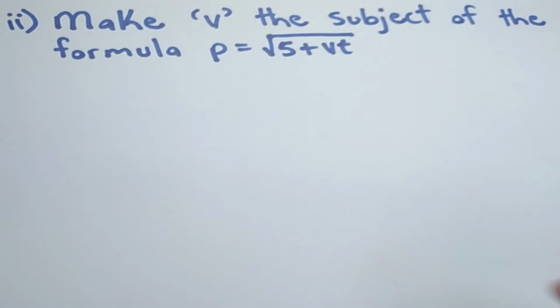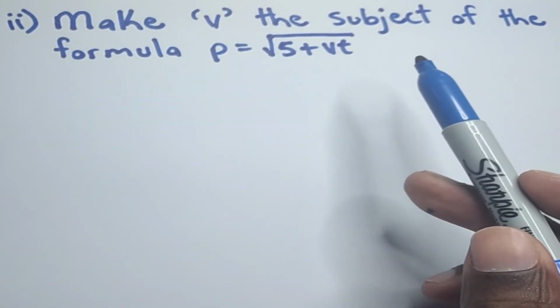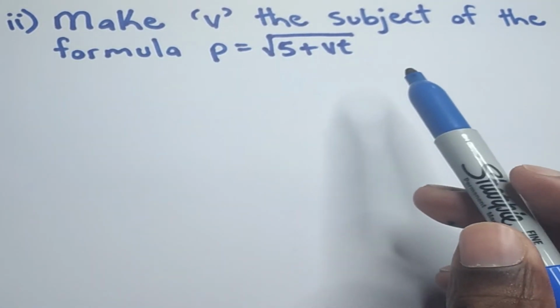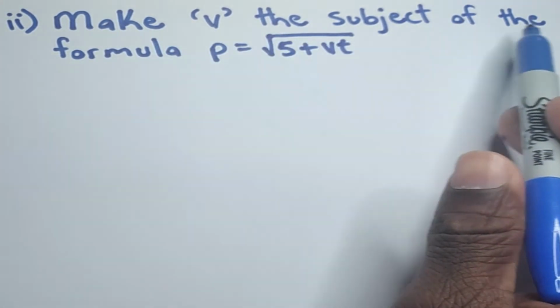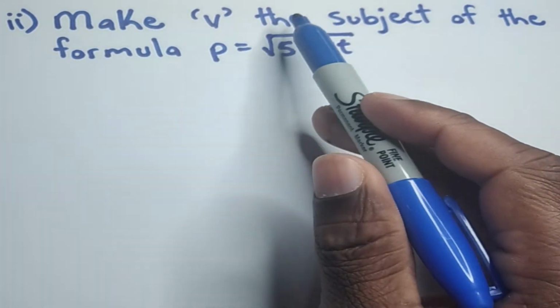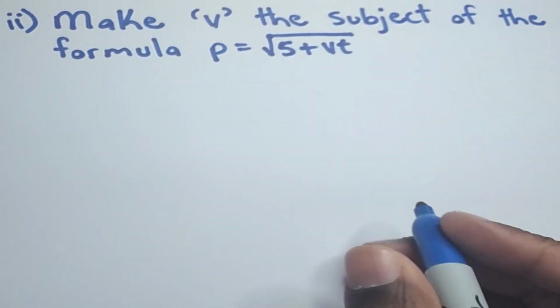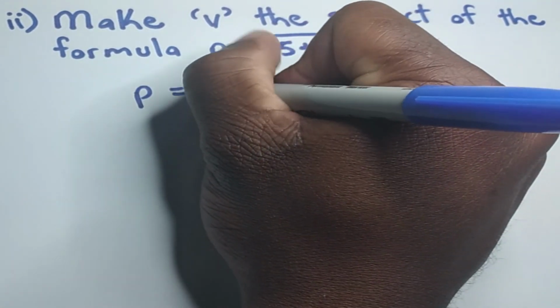Alright, so here we have part 2 of the question that was given on the January 2021 paper and the final question that we'll be looking at in this video. Alright, so in this question they ask us to make v the subject of the formula p is equal to the square root of 5 plus vt. Alright, so what we're going to do first, we're going to rewrite the equation.